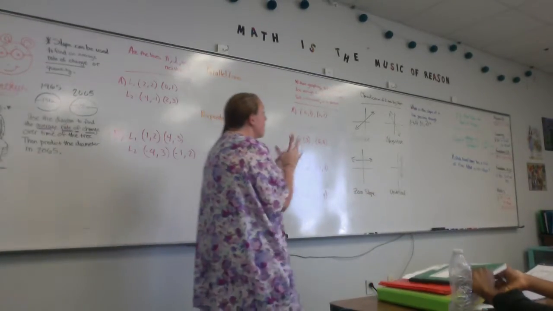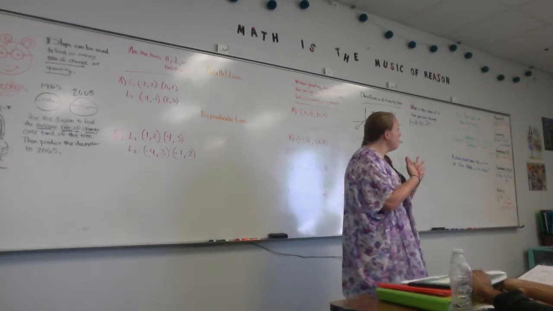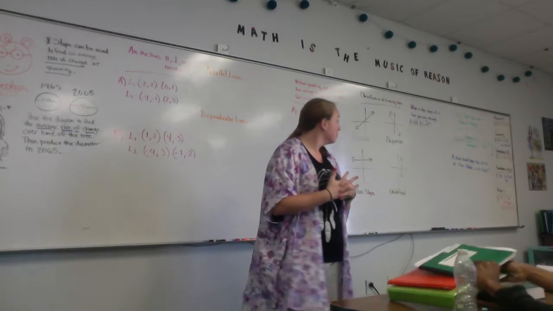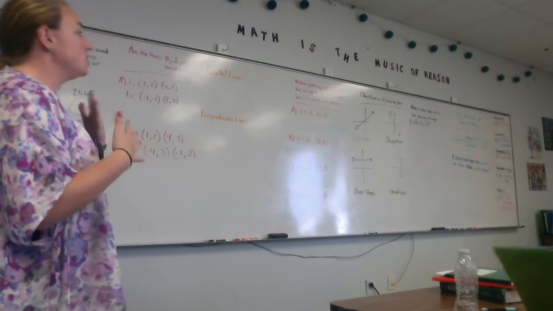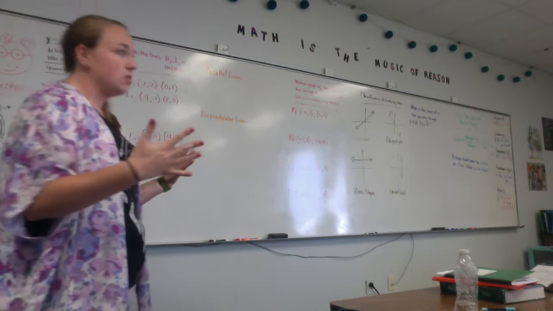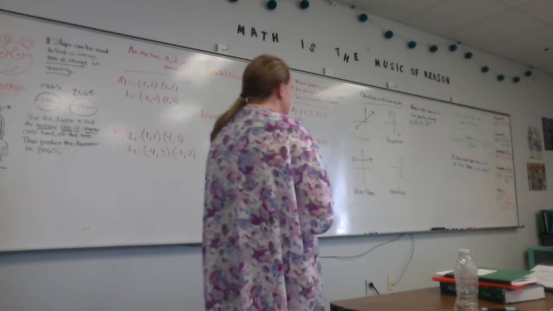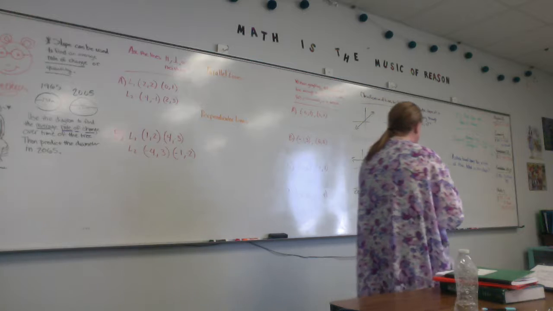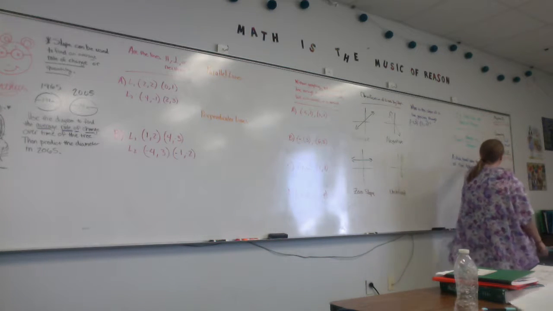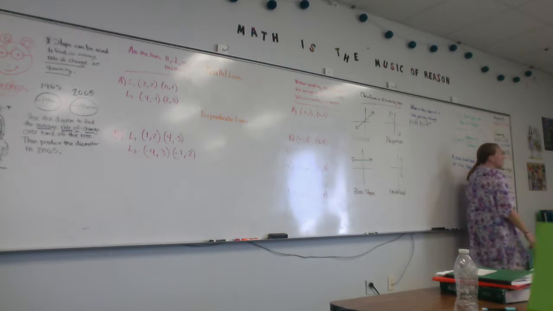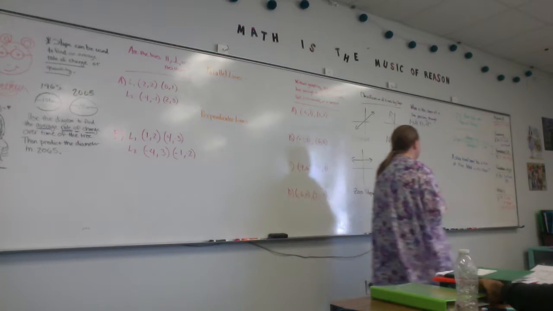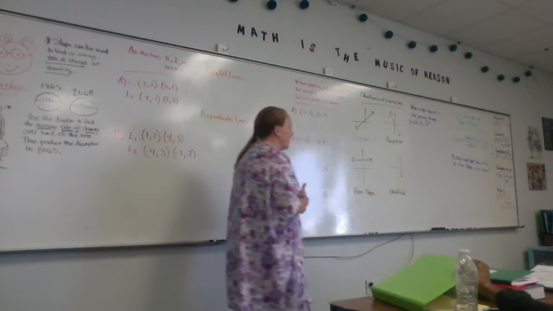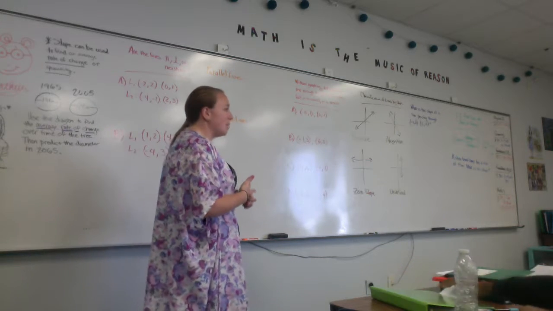Okay, here we go. 2.2 is finding slope and rate of change. Okay, slope. We know that slope is change in y over change in x. Which means it's also known as rise over run. If you see this little lowercase m, that stands for slope. They're going to use that a lot in this textbook.